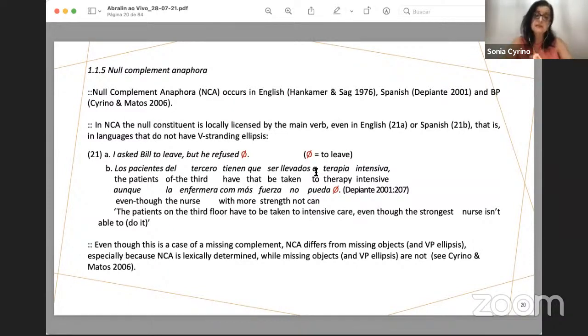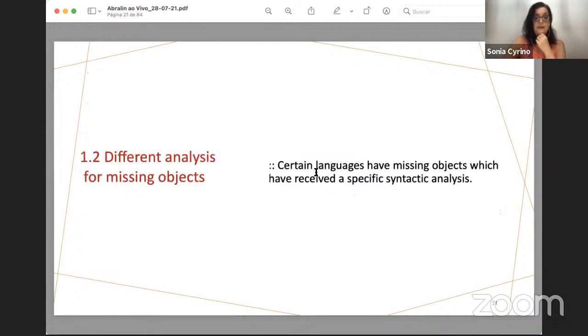So this null complement anaphora seems to be lexically induced because just with modals or certain kinds of verbs, this is possible. So even though this is a case of missing complement, this is very different from missing objects and VP ellipses because null complement anaphora is lexically determined and missing objects or VP ellipses are not.